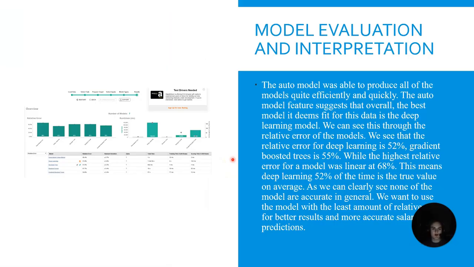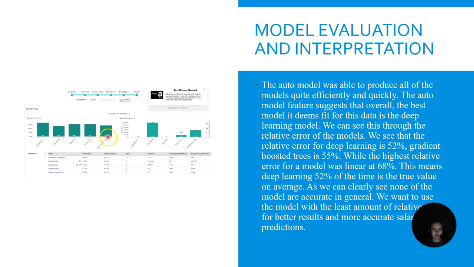Then it shot out my first results. Firstly, you can see the deep learning and the gradient boosted trees took a little more time to build than the linear and the other models. The first metric we see here is the relative error of these models. The relative error for deep learning was 52%, which is actually the lowest, but it is not a good relative error score. It means that the true value and the predicted value were different 52% of the time.